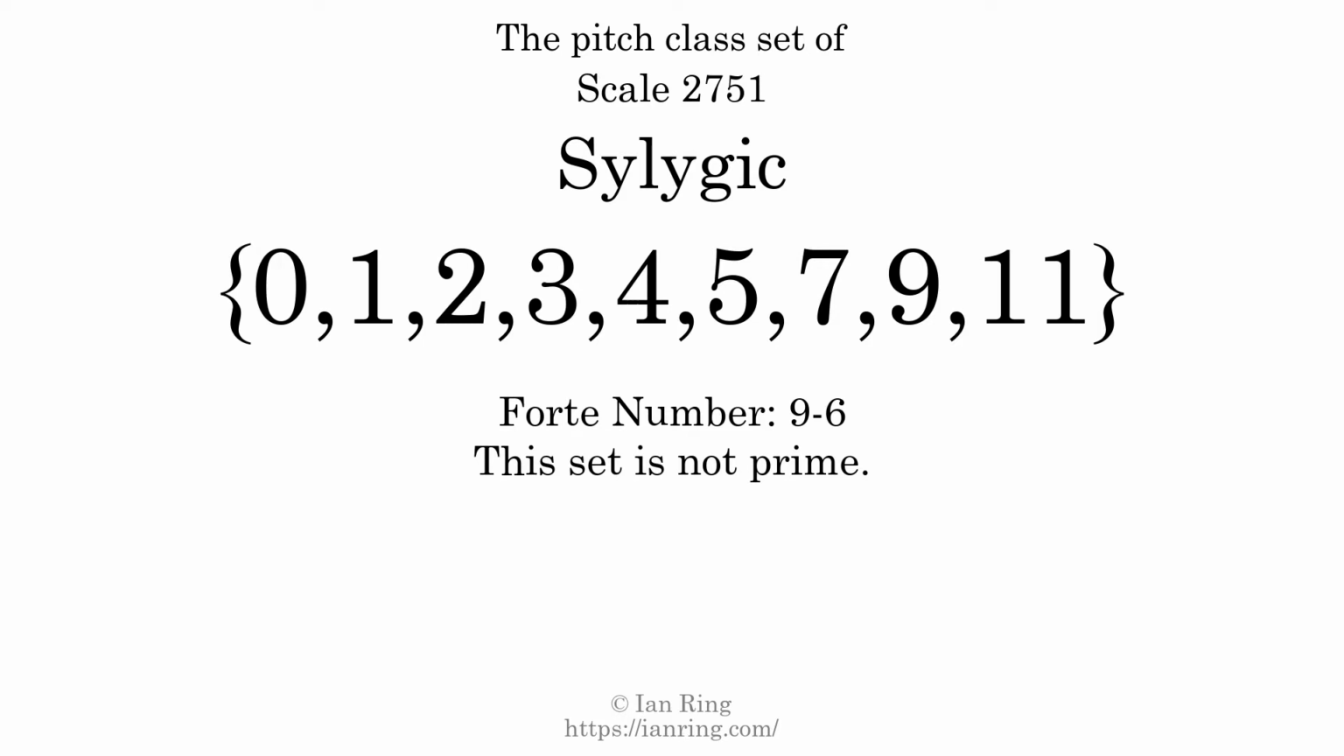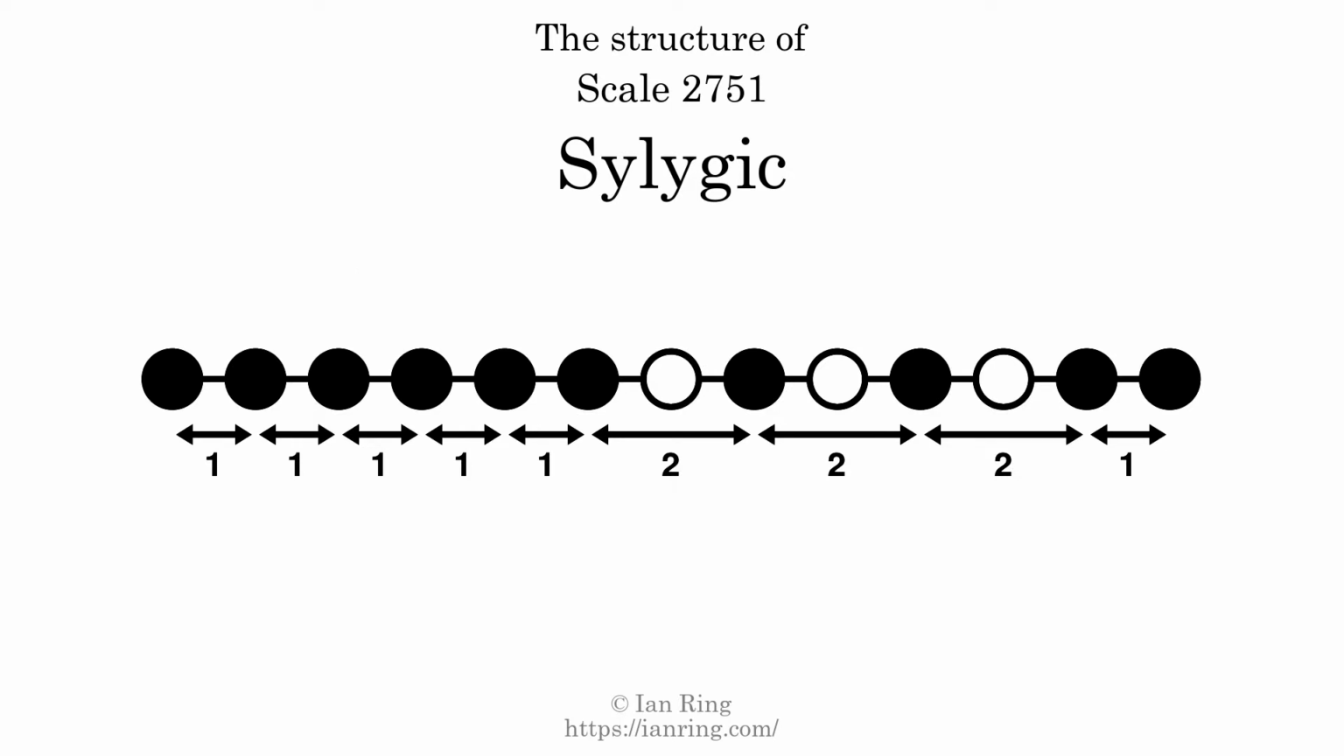This set is not prime. The structure of a scale is a description of the interval distance between each successive tone. This scale has a structure of 1 1 1 1 1 2 2 2 1.